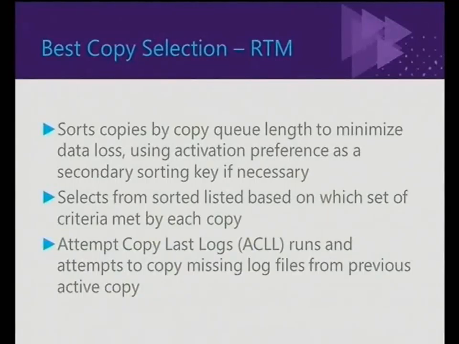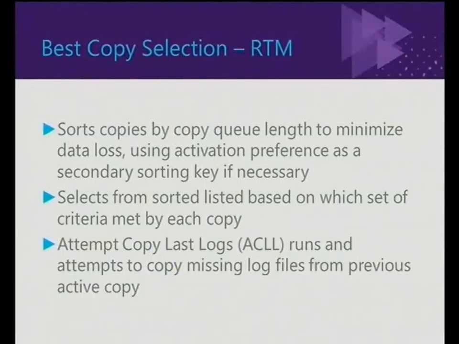So in RTM, what we do is we look at the list of potential passive copies to activate, and we sort them by how up-to-date they are. In other words, by the copy queue length, the number of log files that haven't been copied from the active over to this passive. And then from that sorted list, we'll look and see which ones match the set of criteria I'm about to show you.